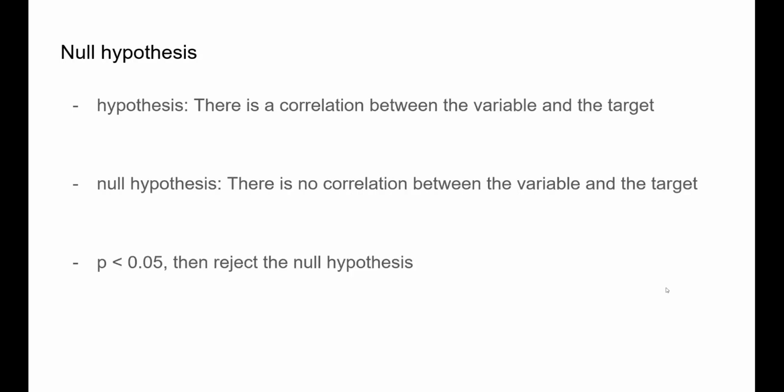When modeling, we usually pose the hypothesis that there is a correlation between a variable and the target. The null hypothesis is then the opposite of our hypothesis. As a rule of thumb, if p is less than 0.05, we can reject the null hypothesis.